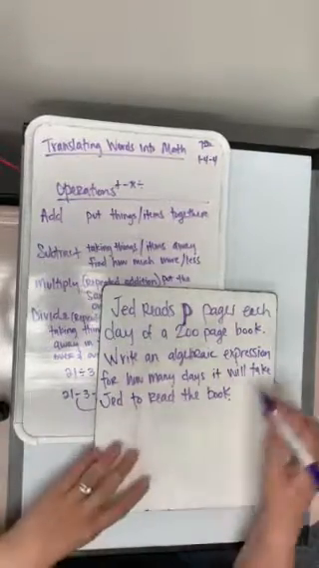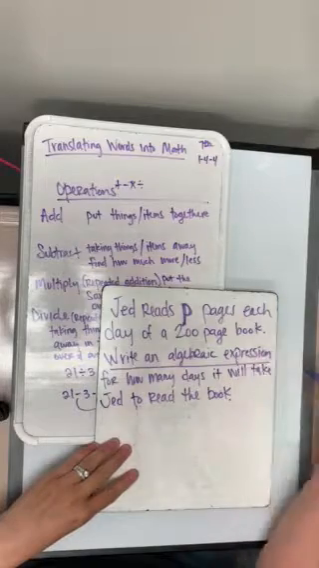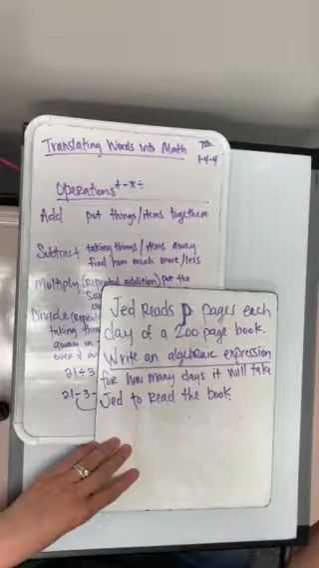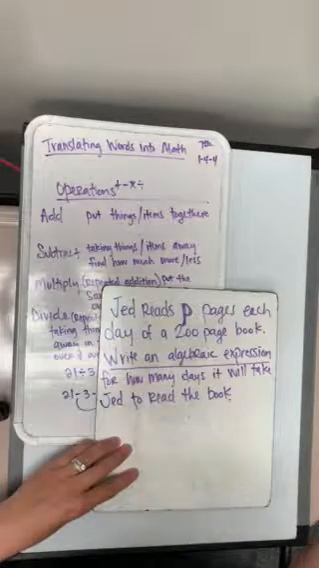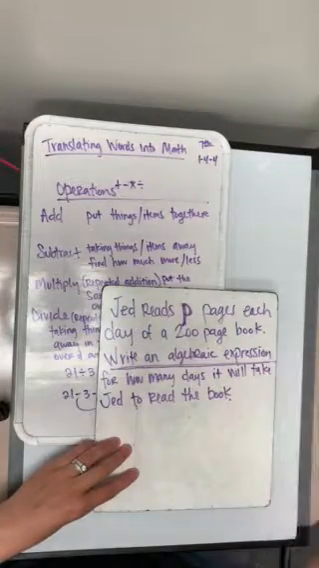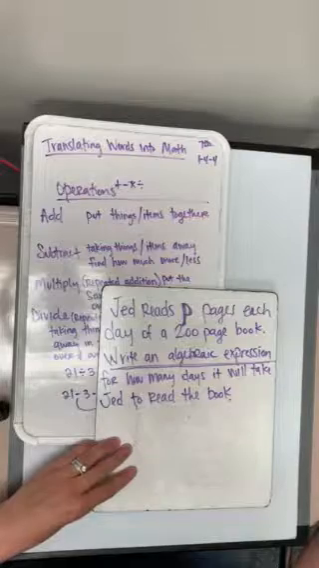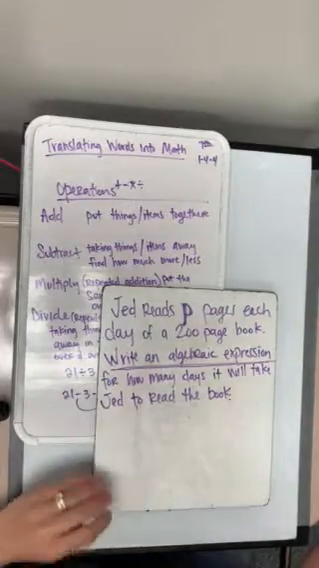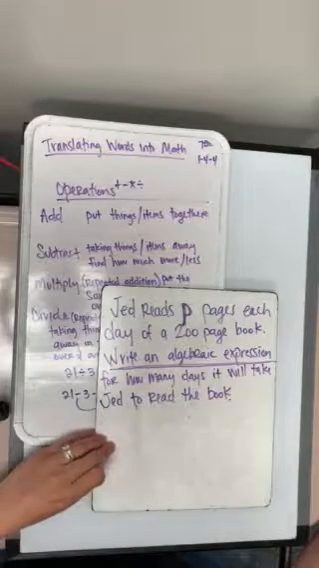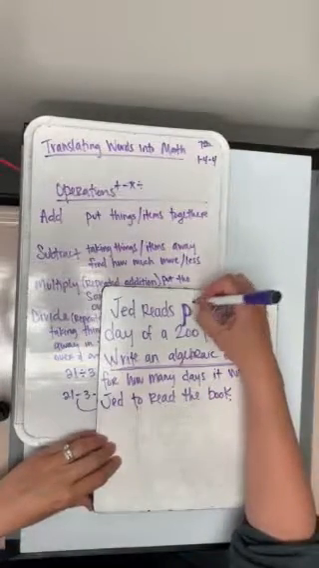They want us to write an algebraic expression. So we are not going to solve. We're not going to find out how many days it actually took him to read the book. We just have to write the algebraic expression, and then we could solve if ever we found out what P was. So this is what we don't know.